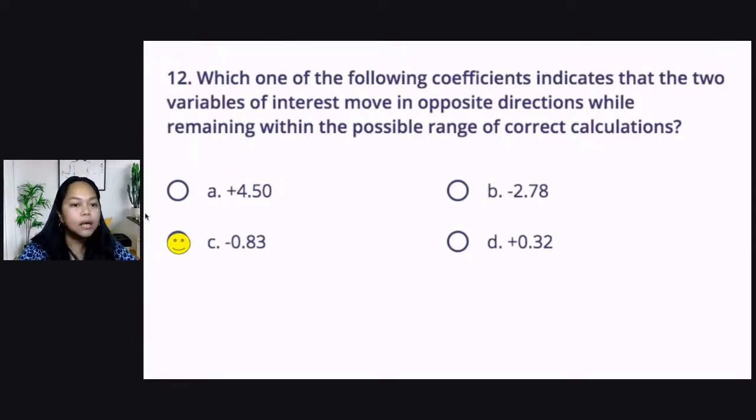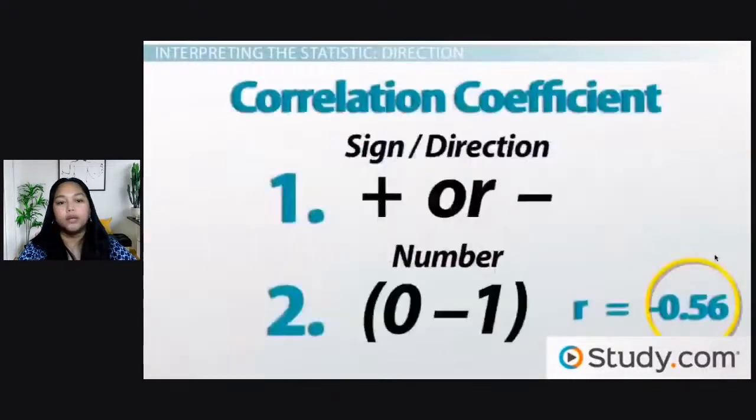So X na itong A mo, X na din itong D mo dahil positive yung sign nila. If it's positive, they are moving towards the same direction. While remaining within the possible range of correct calculations, we cannot choose letter B because remember, it should only be from 0 to 1. Okay, 0 to 1. Ito ay 2.78, more than 1 na siya. So, ito yung letter C lamang yung ating choice dito. Okay, so letter C po, ang ating choice for number 12.